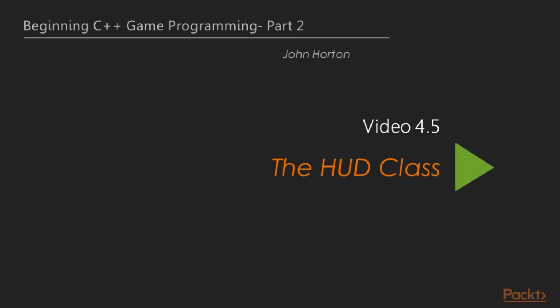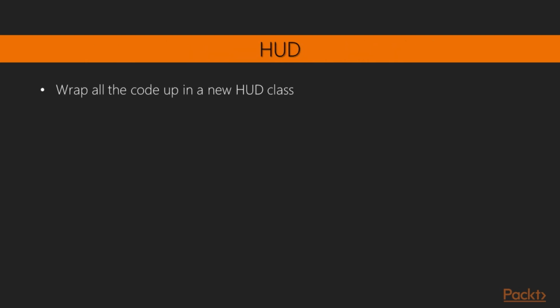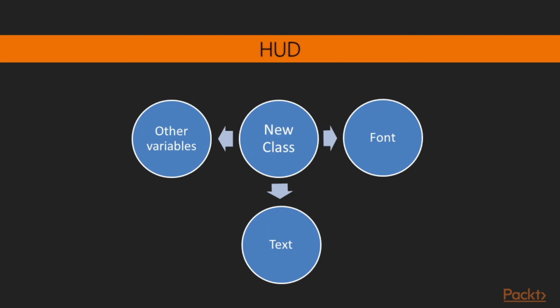Hey! Welcome to the HUD class. In the last video, we learned how to play various sounds. In this video, we're going to take a look at coding the HUD.h file and HUD.cpp file. The HUD is super simple and not really anything different compared to the other 2 projects we saw in the beginning of C++ Game Programming Part 1. What we will do that is different is wrap all the code up in a new HUD class.